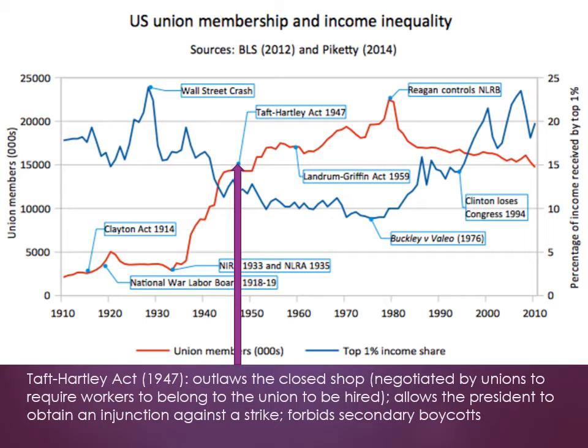It also allowed the president to obtain an injunction against a strike. If he decided that it was against the national interest, he could do that. It also forbade secondary boycotts. For example, if you're boycotting a company, can you also boycott the stores that sell that company's products? And the answer to that is no now, because that is called a secondary boycott.